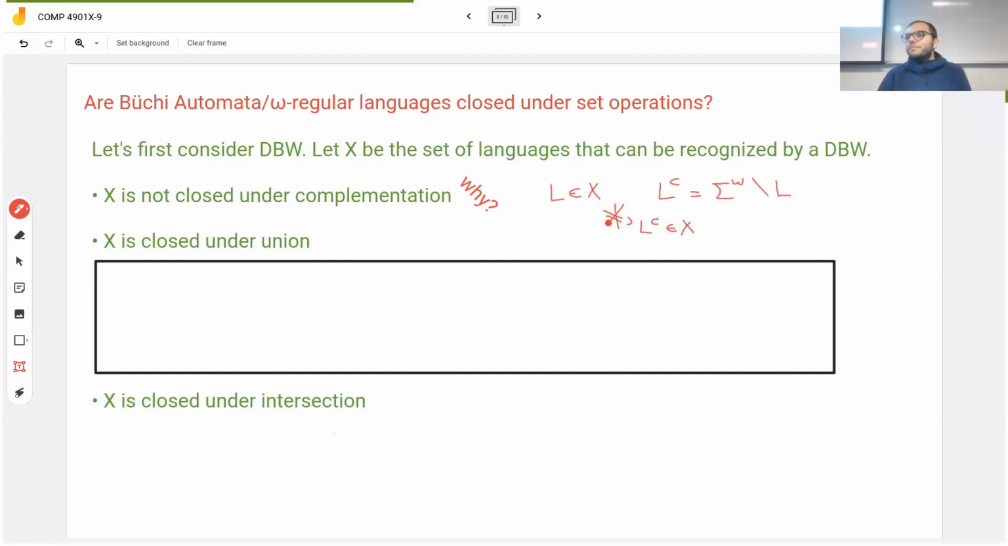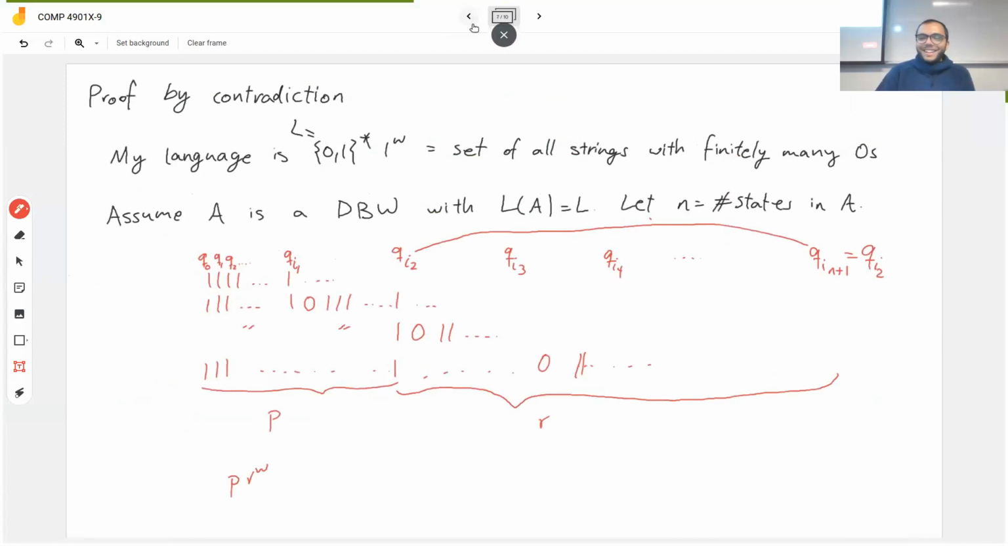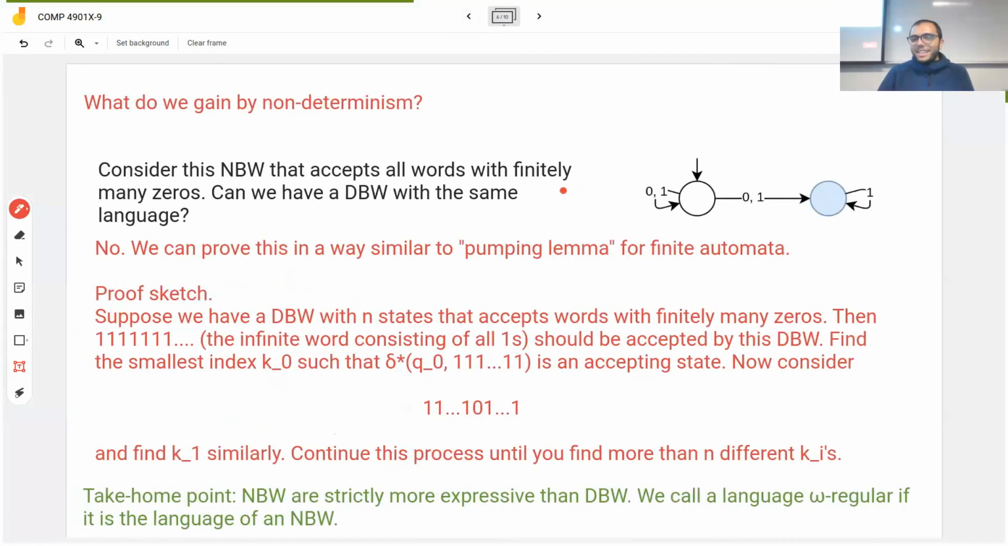Can we just find a counterexample? Sure. What is the counterexample? That's the previous example. Yes, exactly. So we know that the language of this automaton cannot be recognized by a DBW. But what was this language? This was the language of all strings that have finitely many zeros. What is the complement? The complement is the set of all strings that have infinitely many zeros. But you can have a DBW for the set of strings that have infinitely many zeros.